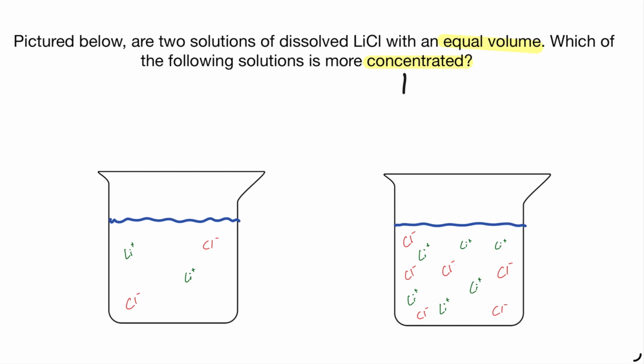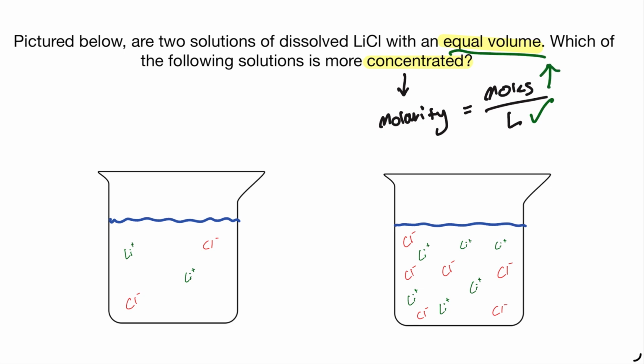What is the same thing as concentration? It's molarity. What is the equation for molarity? Moles of solute divided by liters of solution. What do both of these solutions have the same? Liters, because they both have an equal volume. So they will have the same amount of liters in each one of these beakers. So which one is more concentrated? The one with the highest molarity is just going to be the one with the most moles.